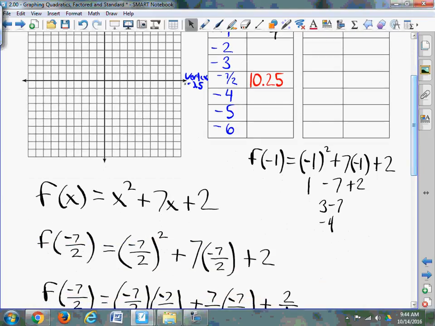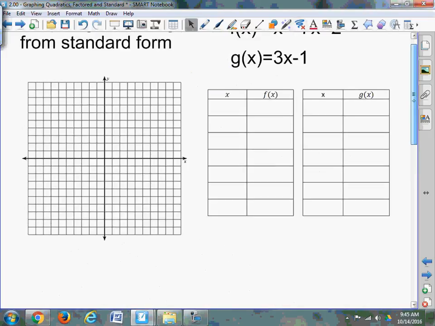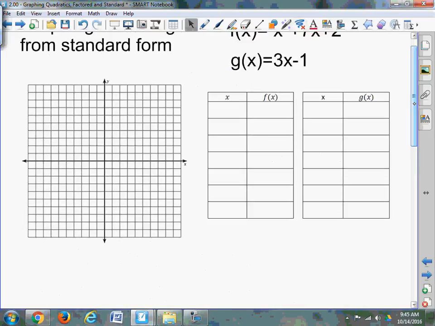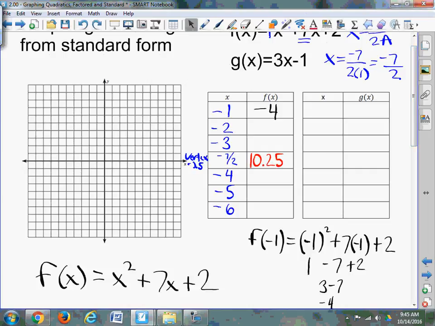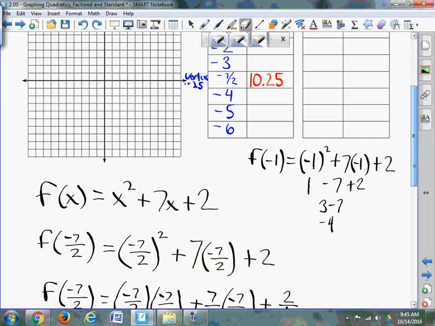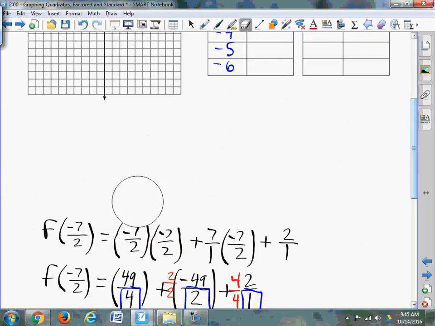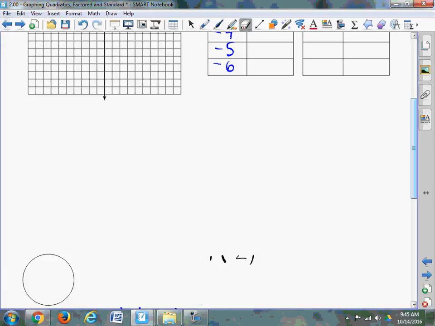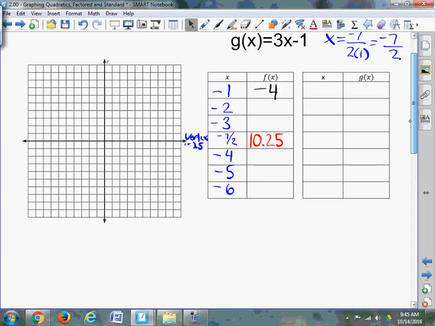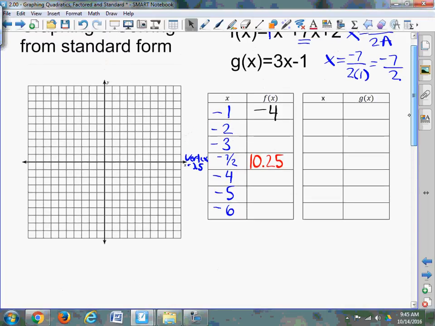All right, I'm going to clear this ink real quick so we have more room to work. Guess I'll just erase the ones down here. All right, so we still have other points to evaluate.